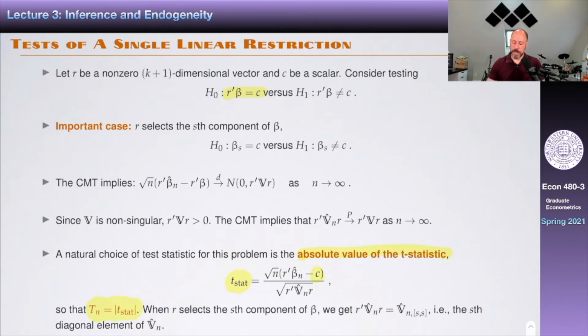Notice that when R selects a component of beta, say the first component or the second one or whatever, this R prime B hat R just picks one of the diagonal elements: the diagonal element of B associated with the coefficient that we are testing something about, which is what you typically use when you do a t-test about the component being equal to 0. In that case, C is 0, and this guy is just the square root of the diagonal element of this matrix. And that's what you do.